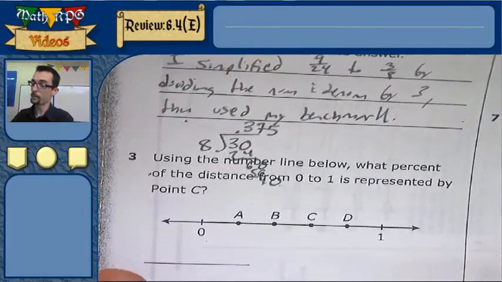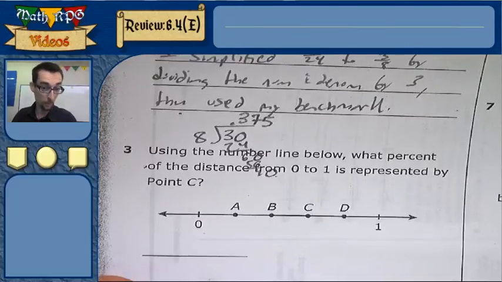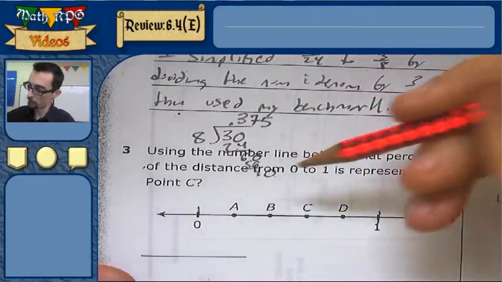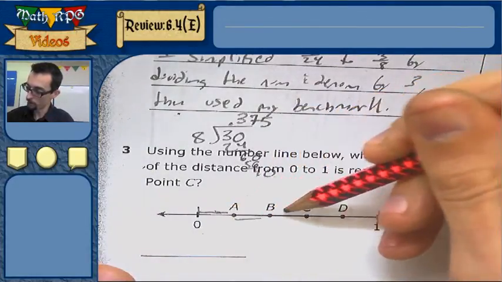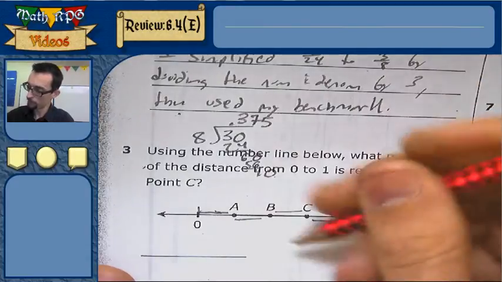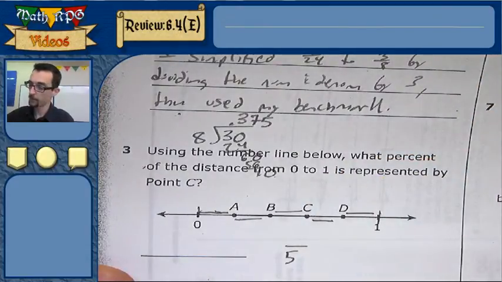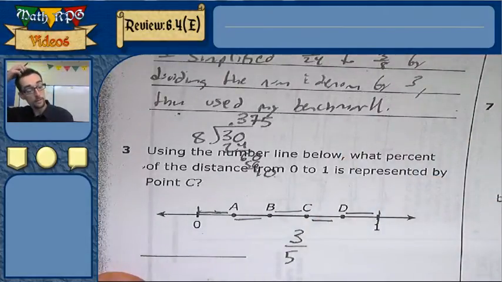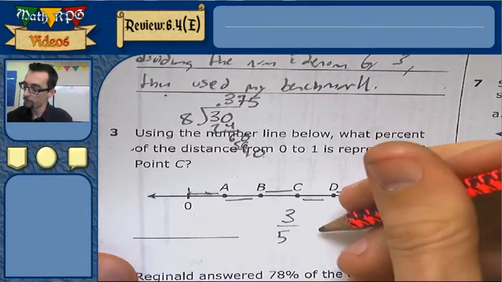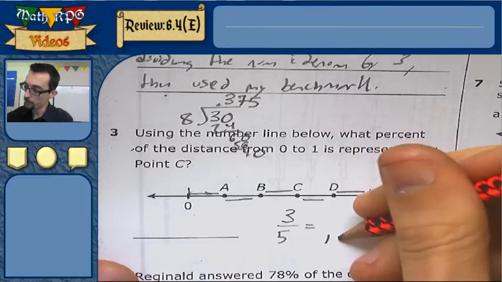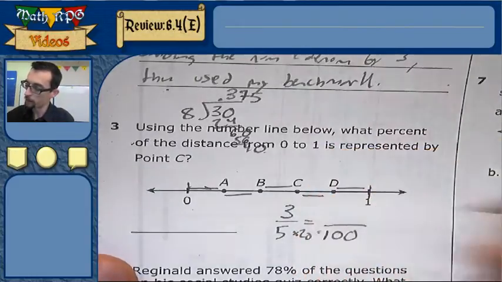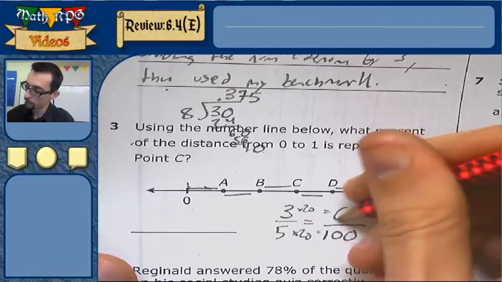Number 3, using the number line below, what percent of the distance from 0 to 1 is represented by point C? So let's see, 0 to 1. How many places is it divided into? There's 1 place, 2, 3, 4, 5. So my answer as a fraction would be something out of 5. Point C is 3 of the fifths all the way there. So if I want to make this into a percent, I could have it memorized. Or I could get from 5 to some power of 10. Best would be to get to 100, because that would give me my percent automatically. 5 times 20 equals 100, so 3 times 20 equals the percent, 60%.